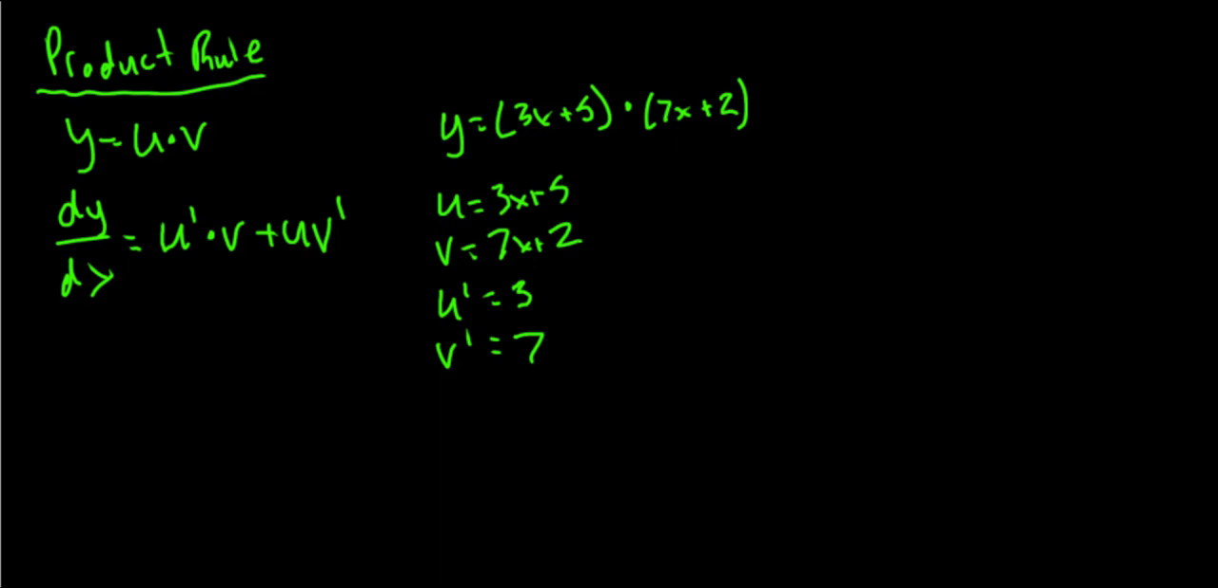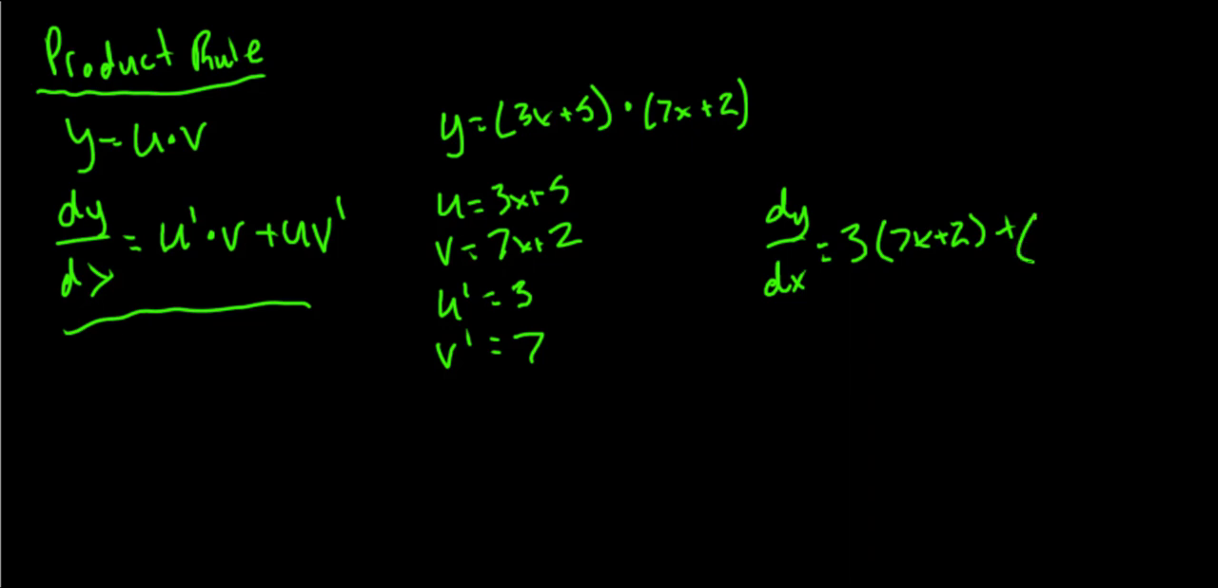Let's just plug this into the definition that we have right here, right? So we have dy dx is equal to u prime, all right, that's 3, times v. Okay, so that's this whole expression, 7x plus 2. And then we have plus u, all right, well, that's that whole expression 3x plus 5 times v prime. All right, well, that's 7.